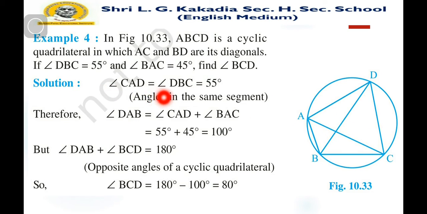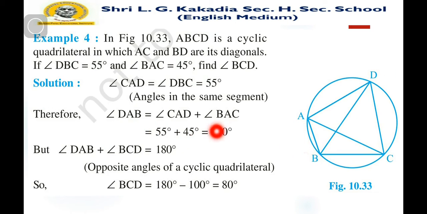So CAD is equal to angle DBC, which is 55. Why? Because DBC and CAD are drawn by the arc CD and both angles are equal. So CAD equals angle DBC, which is 55, angles in the same segment.